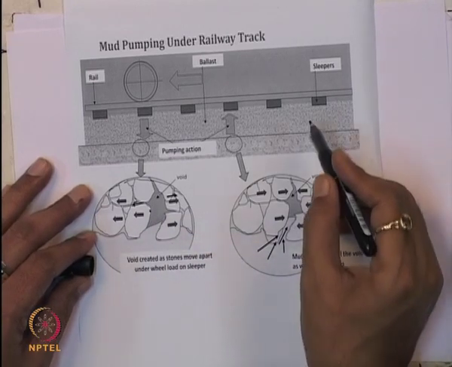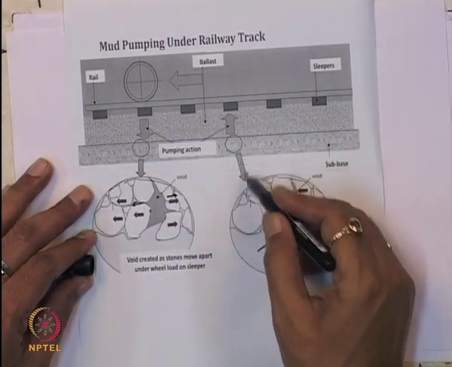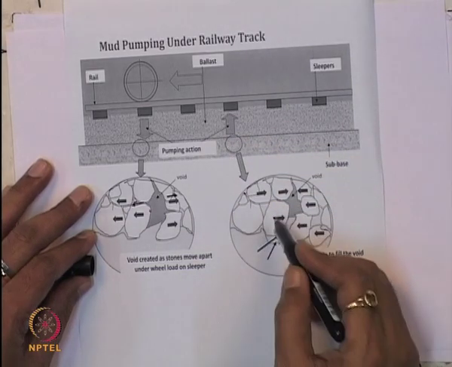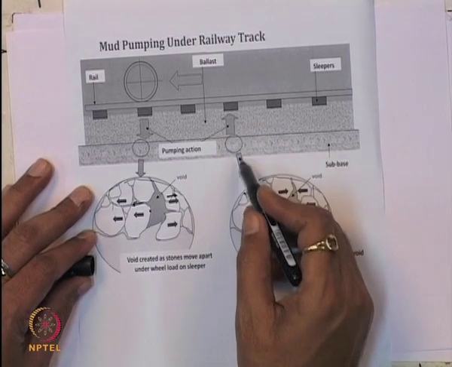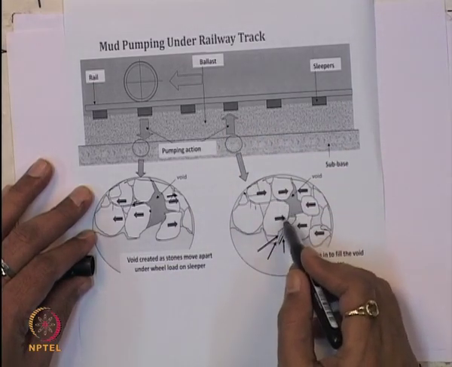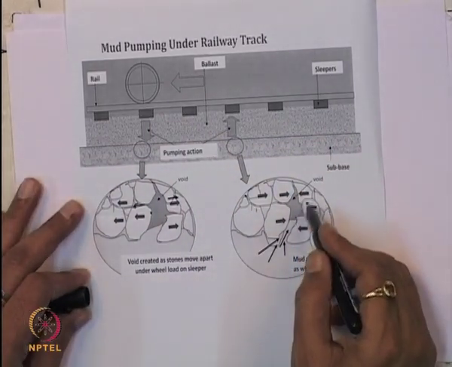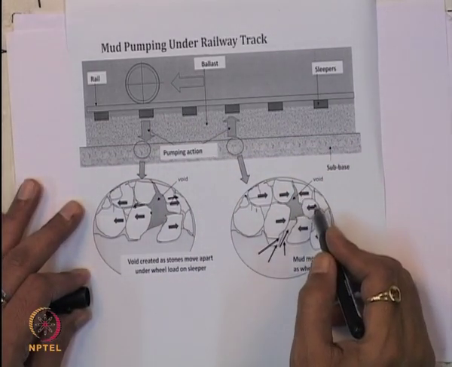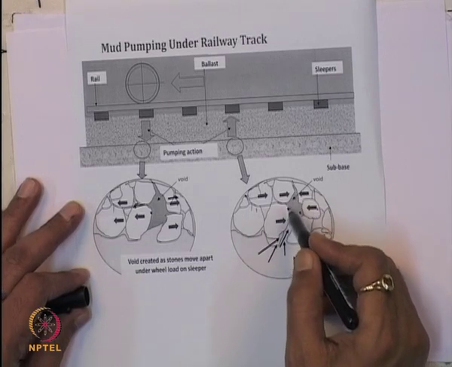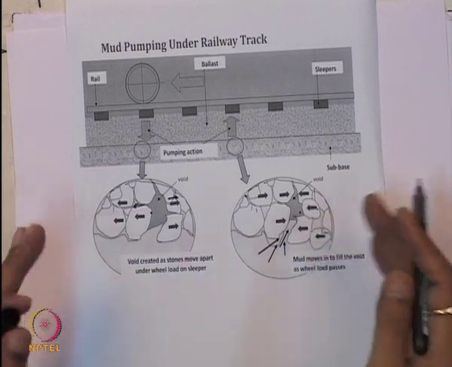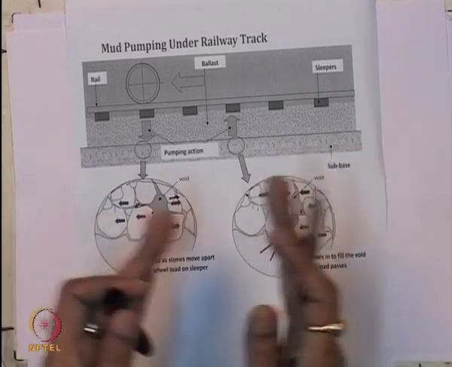And the second case, when the wheel passes from one sleeper to the other, the latter sleeper moves upward. That means a pumping action, it moves upward due to the pumping action. As a result, this stone will try to close each other. This is the stone which tries to close each other, and mud pumping occurs in the upward direction to fill this void. That is why the mud moves into the void as the wheel load passes.